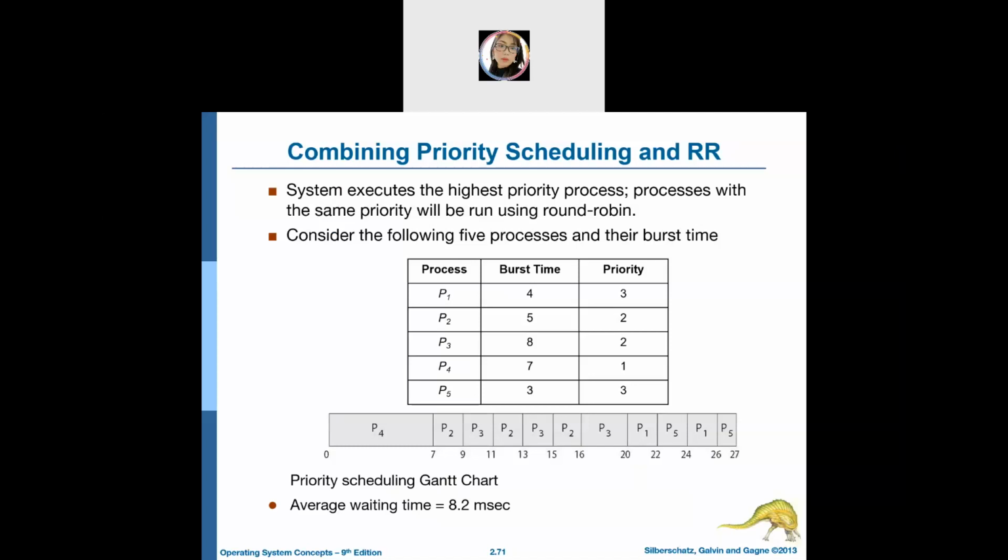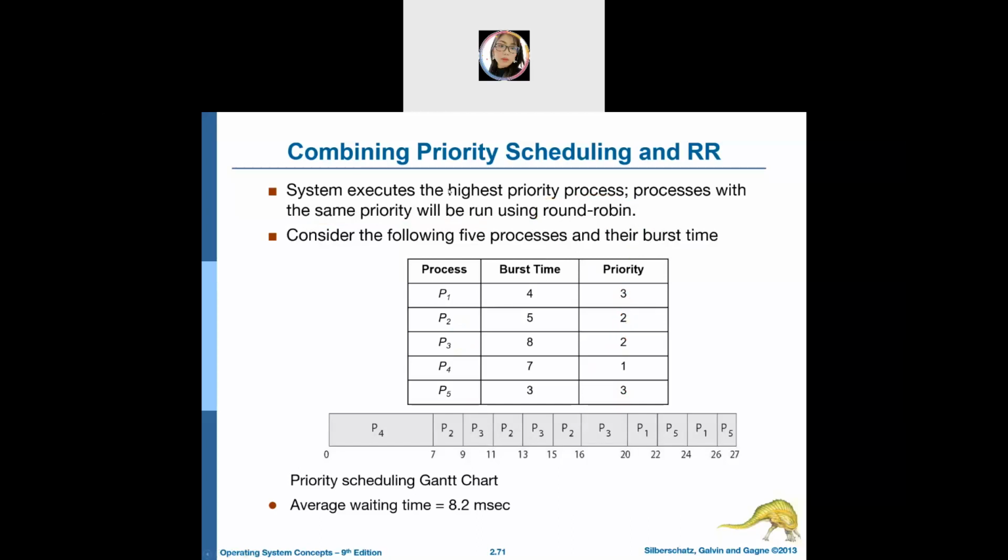Let's see the combination of priority scheduling and also round robin. The system executes the highest priority process. Processes with the same priority will be run using round robin. It's already mentioned. For round robin, you still remember that you need to see the burst time. Which one is the smallest? It's going to start first. You can see here in the priority, you have 2 similar priorities. So for this and this, you're going to do round robin. For priority 3, this also will be doing a round robin.